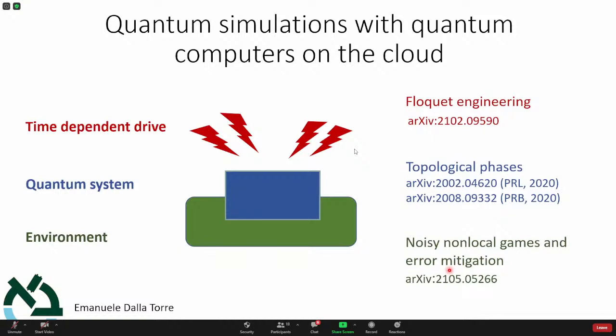There's a question by Shushant, and he says, when talking about noisy superconducting circuits, what are the factors that make it noisy?